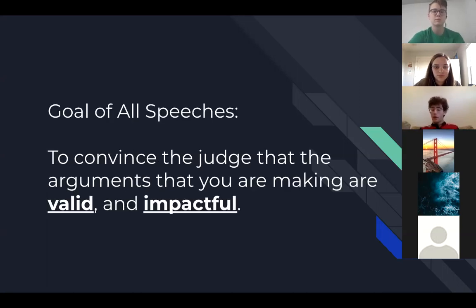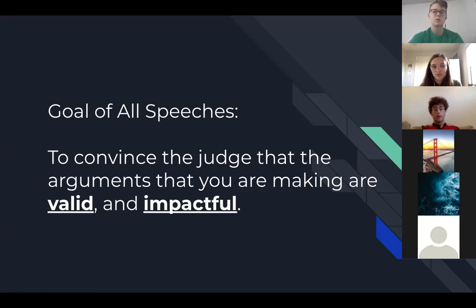Okay, and so the goal of all speeches, at least in terms of PF, is to convince the judge that the arguments you're making are valid and impactful. So in terms of the categories that I'm about to go through, talking about what makes a good speaker, you need to view it all through the lens of convincing the judge the arguments you're making are valid, by which I mean the judge understands and remembers those arguments at the end of the round, and impactful, which is that they stick in his or her head, and voting against you is the absolute worst thing that they can do.